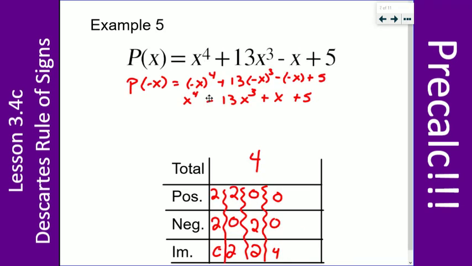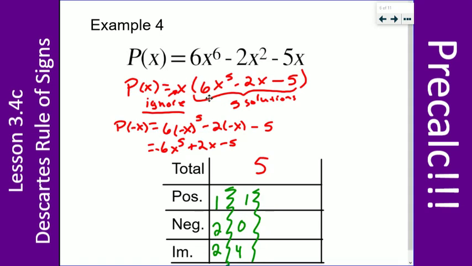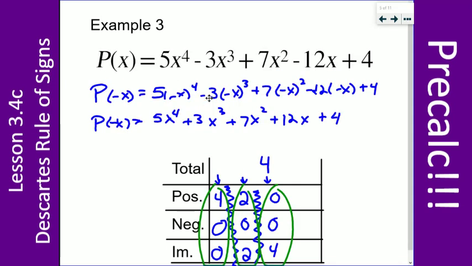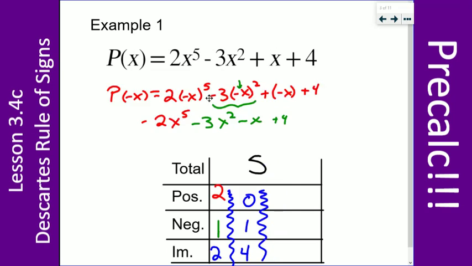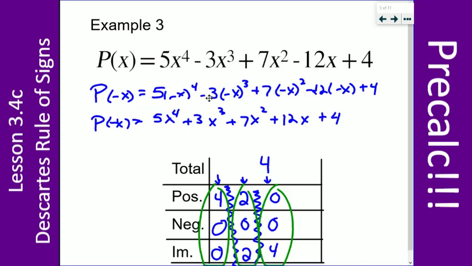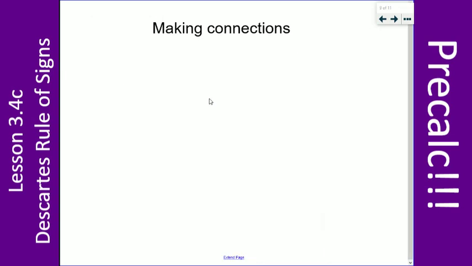What about this one? What exponents changed? Write it down on the same piece of paper. This one? How about this one? What about this one? And finally, this one. So, after you've jotted down all those numbers, what types of numbers change when you are plugging in p of negative x?